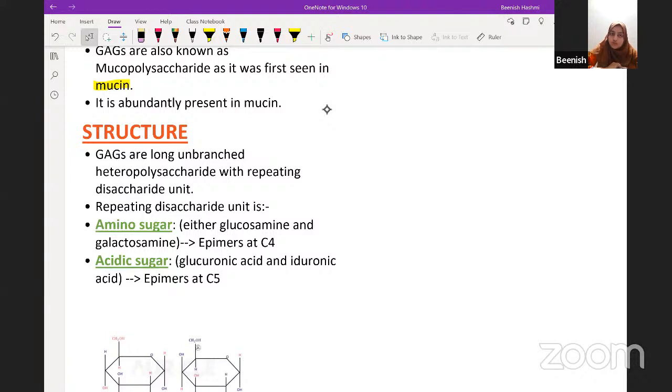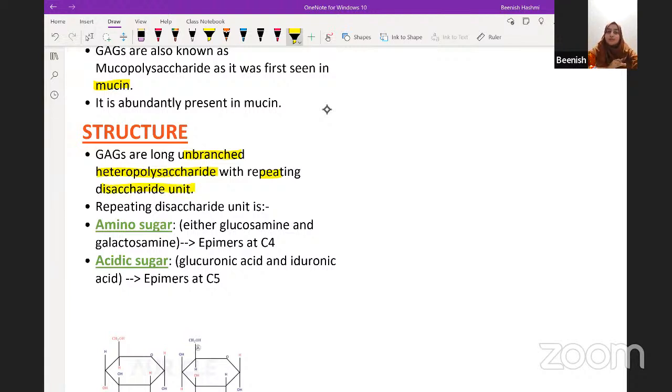Now talking about the structure of GAGs. You get asked about GAGs sometimes in short notes. So at least you should know the structure, types, and in types, even if you don't know the disaccharide unit, you should know where they are present. Their distribution is important even from an MCQ point of view. Now talking about GAGs, they are long unbranched heteropolysaccharides with repeating disaccharide units.